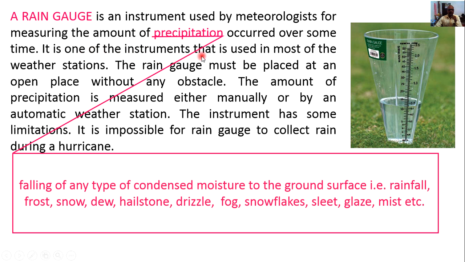It is one of the instruments that is used in most of the weather stations. The rain gauge must be placed at an open place without any obstacle. Do you know why? Because the amount of precipitation is measured either manually or by an automatic weather station. Now, the instrument has some limitations. It is impossible for a rain gauge to collect rain during a hurricane. That's why we should be careful to use a rain gauge.